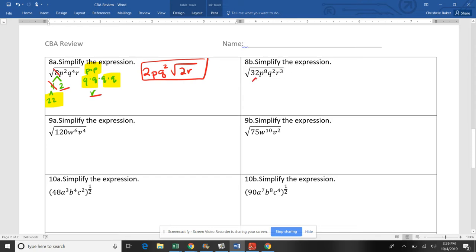Same thing with 8b. 32 is 2 times 16. 16 is 8 times 2. 8 is 4 times 2. And 4 is 2 times 2. P to the 8th. Q to the 2nd. R to the 3rd.